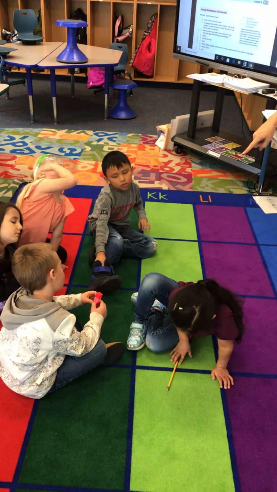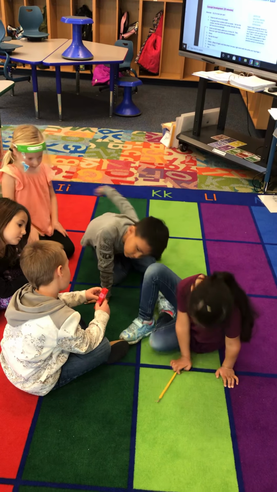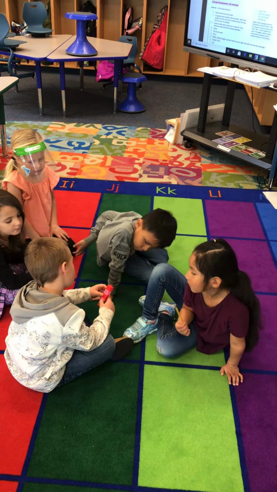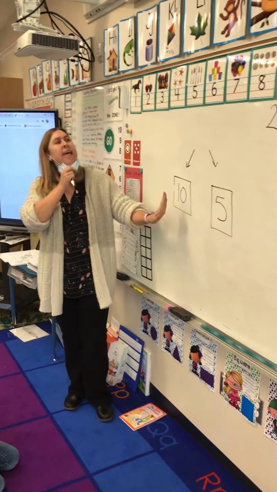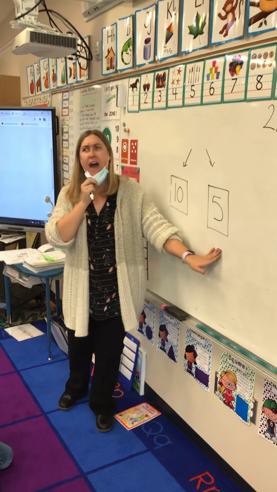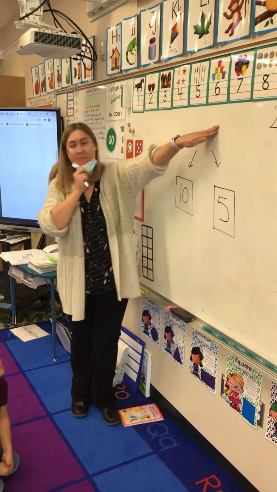How many pink and red blocks do you have? Start from 1. 5. Okay, so one part had 10. The other part had 5. If we were to put these 2 parts together, 10, let's everybody say it together. 10 and 5 is 15.